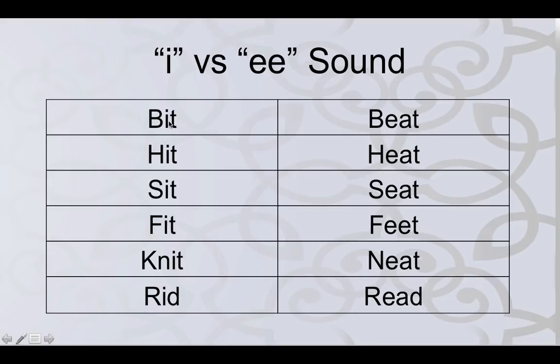I mean, they have trouble differentiating the I versus the double E specifically, and when these sounds are made. So this is bit versus beat, hit versus heat, sit versus seat, fit, feet, knit, neat, rid, read. So you will start to notice the quick movement, the I versus the E, fit, feet, knit, neat, rid, read.